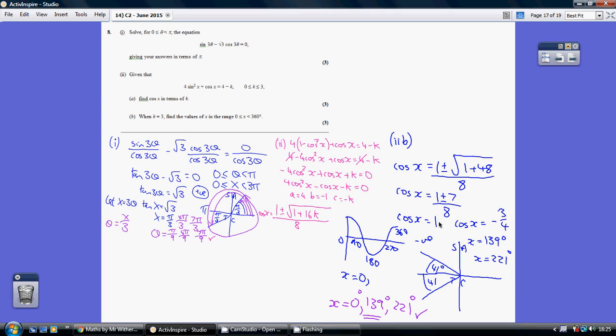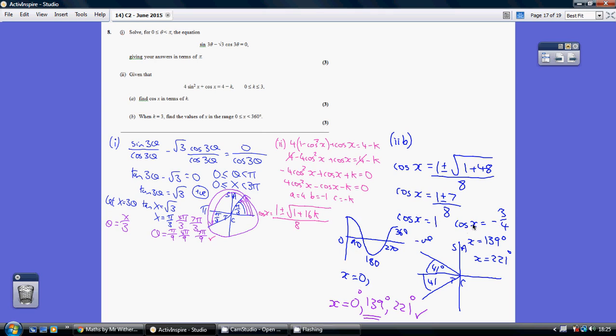So we need to find all the solutions for cos x being 1, which is just 0, because if you look at our boundary, it's less than 360. It doesn't include 360, so that's our only solution from cos x being 1.